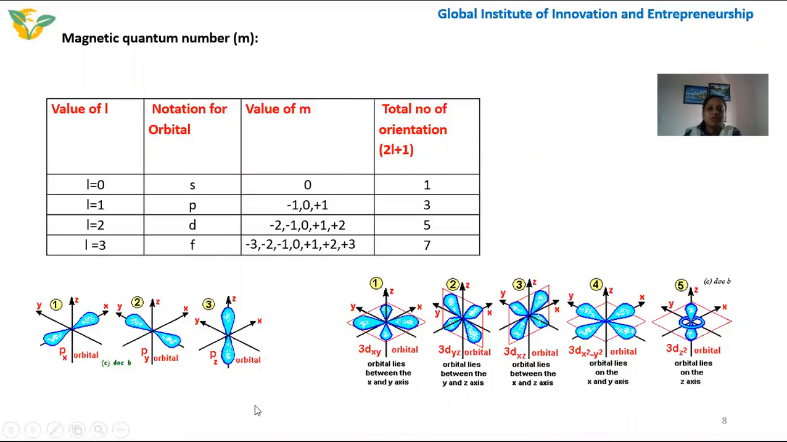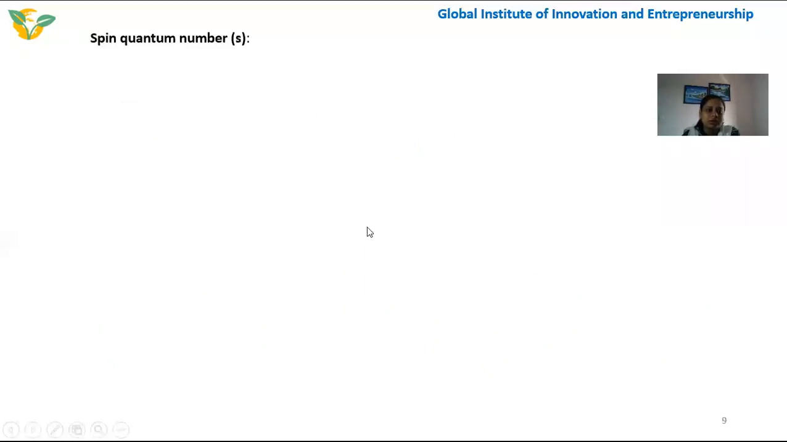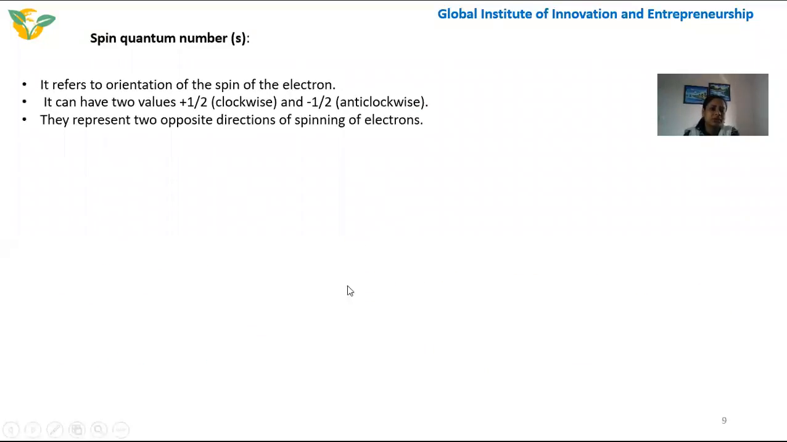So the magnetic quantum number gives us an idea about the three-dimensional orientation of the orbital, and it is also able to explain the fine spectra in the presence of a magnetic field. The fourth quantum number is the spin quantum number, and it is denoted by small s. We know that the electron is revolving around the nucleus, and at the same time it is also spinning around its own axis.